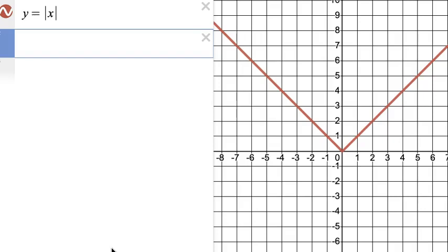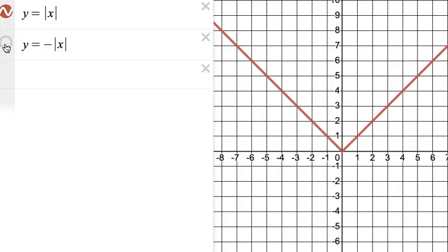Let's investigate how a negative sign in front of the absolute value affects the graph. When we graph y equals the opposite of the absolute value of x, we notice we just get the same graph, just reflected upside down.